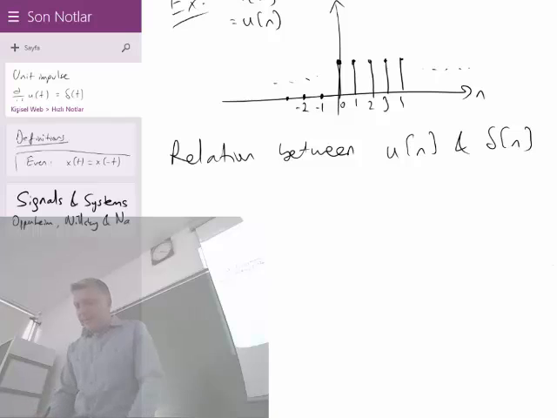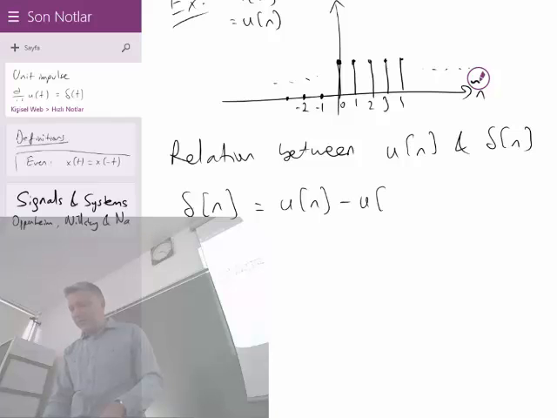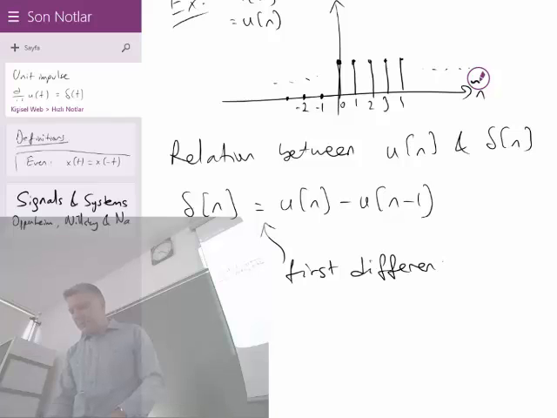What do we mean by that? Delta of n is the time derivative of u of n, right? Now look what I'm writing. It is u of n minus u of n minus 1. And it is notated as the first difference, like the first derivative.